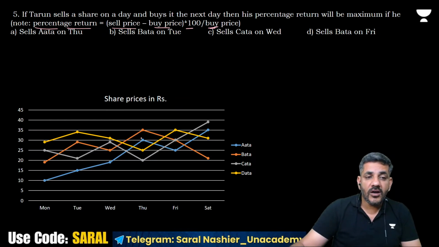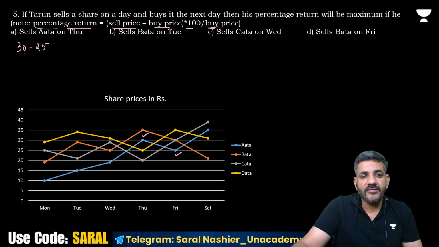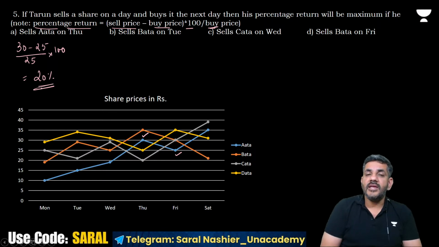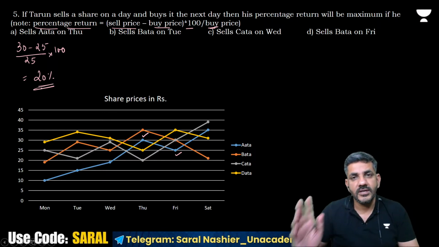So if you sell A on Thursday, the price is 30. You buy A on Friday, the price is 25. So return would be 30 minus 25 upon the buying price, which is 25 into 100. It is 5 by 25, that is 1 by 5. And 1 by 5 is 20%. So you have 20% return in case of option A.